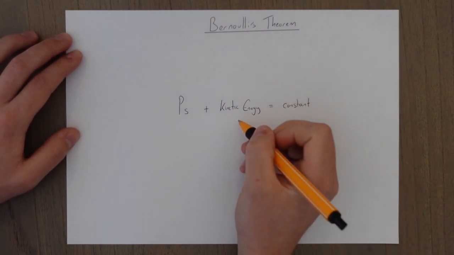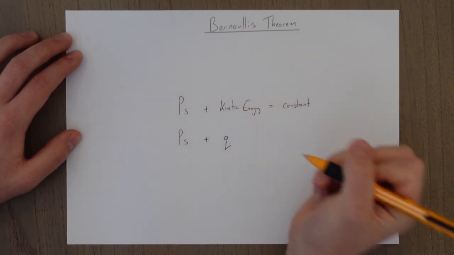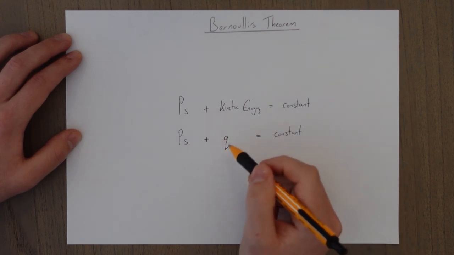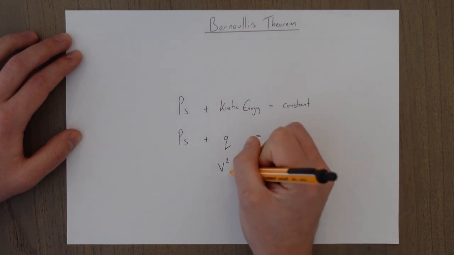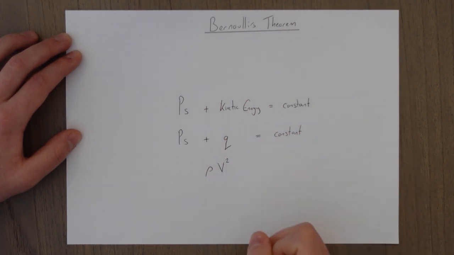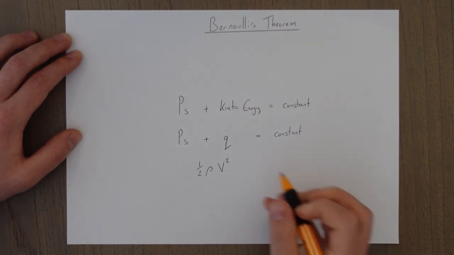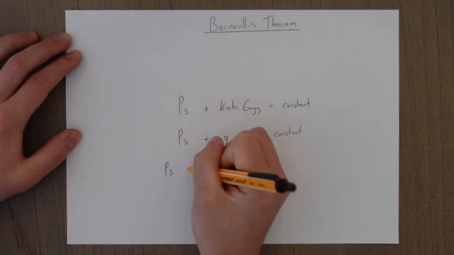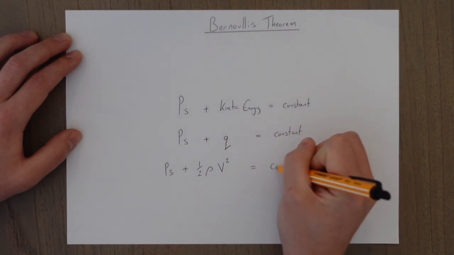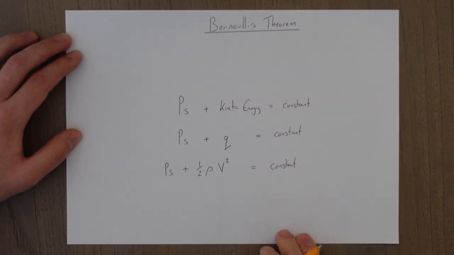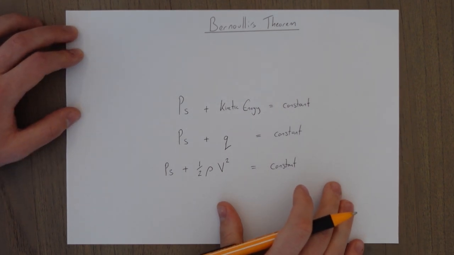Well, the kinetic energy is also the same as something called dynamic pressure, which is given the symbol Q. So dynamic pressure is related to the square of the velocity and also the density of that ideal fluid. Then it is multiplied by a constant of a half, and we see that static pressure plus a half rho v squared equals constant. Why is this important? Well, let's apply it to our Venturi tube.